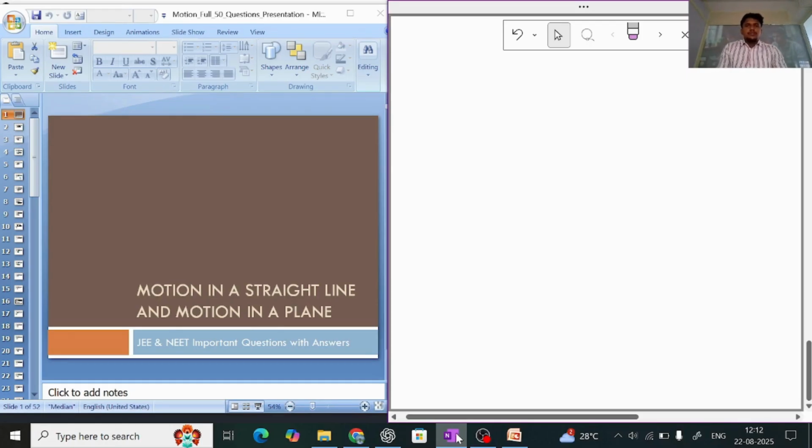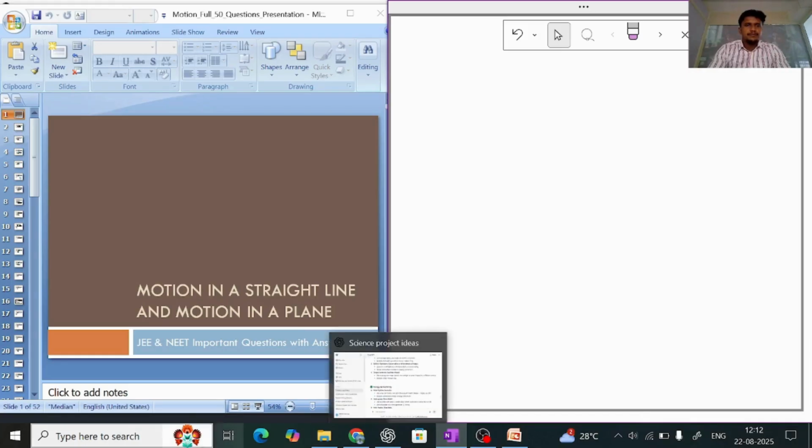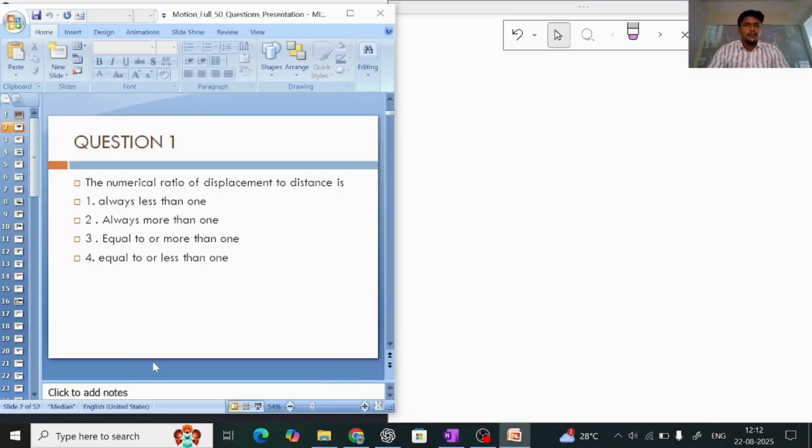Let's discuss some of the questions based on motion in a straight line. Okay. Here, in the first question, they have said that we need to find the numerical ratio of displacement to distance.